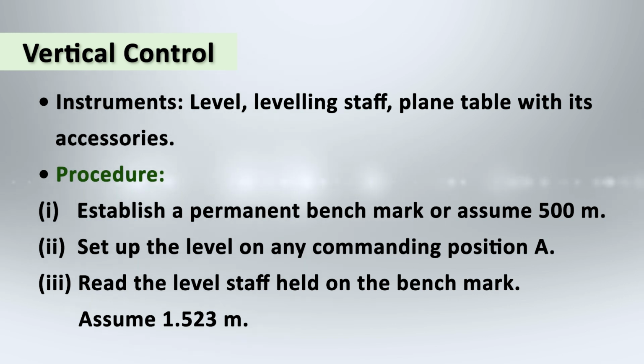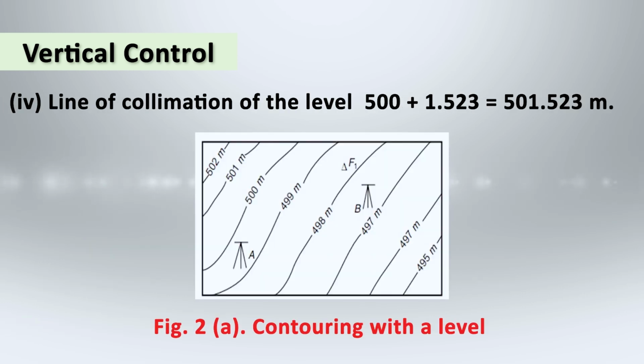After that, read the level staff held on the benchmark. Assume that its middle wire reading is 1.523 meter. Calculate the height of the line of collimation of level, that is 500 plus 1.523 equal to 501.523 meter. For this you can see figure number 2a.